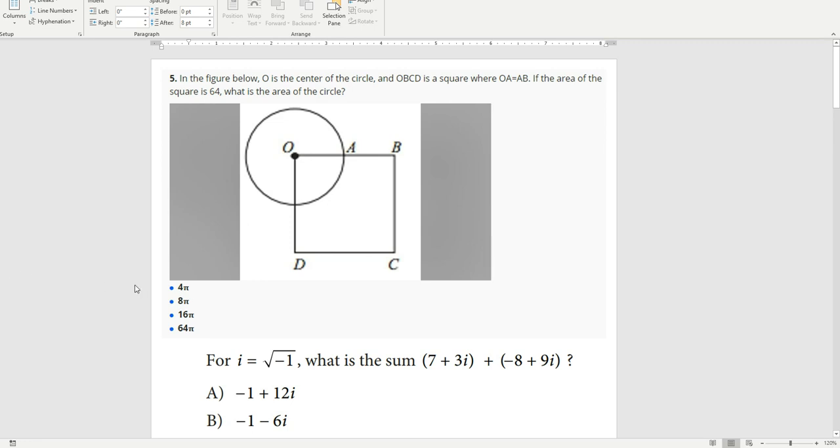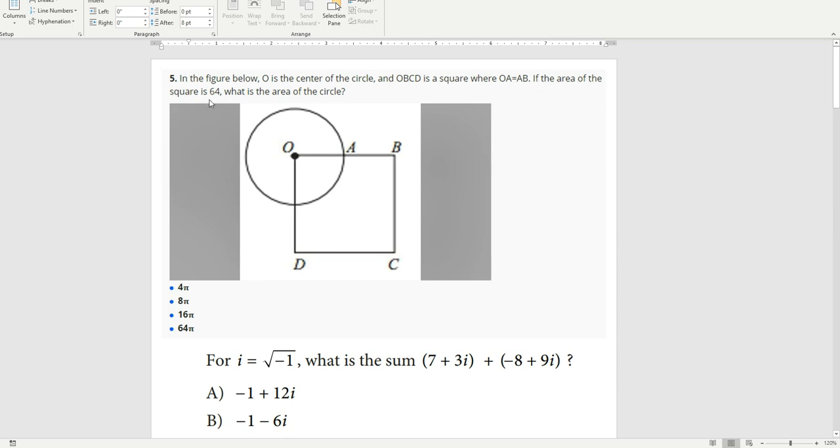I'll be going over some SHST questions with you. So the first question I have here is, in the figure below, O is the center of the circle and OBCD is a square, where OA is equal to AB, meaning the circle at point A cuts this side of the square OB in half.